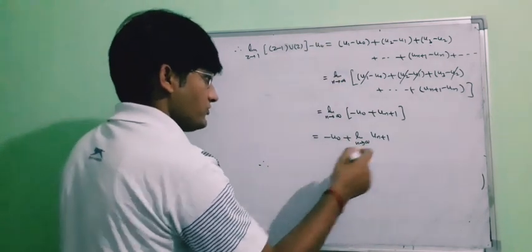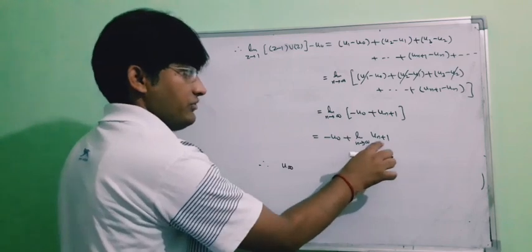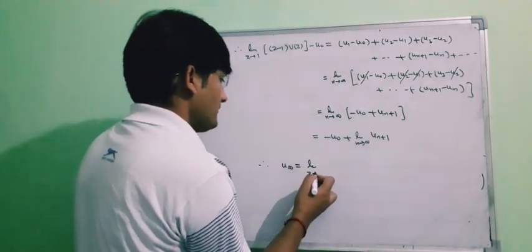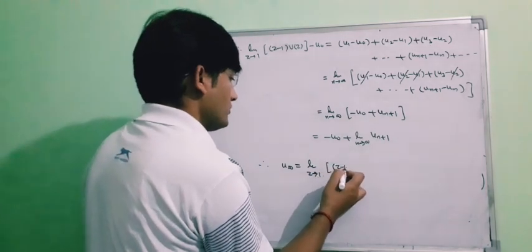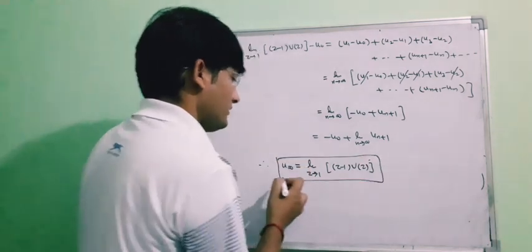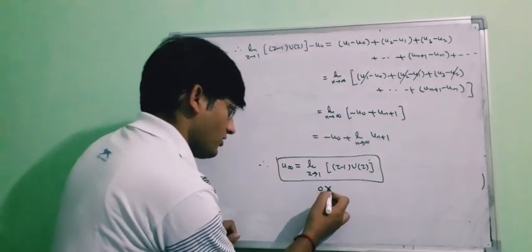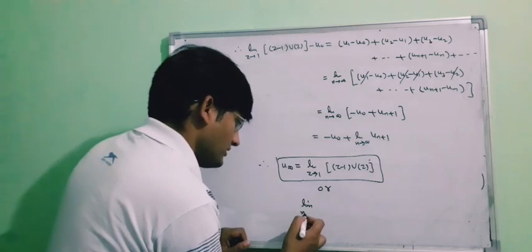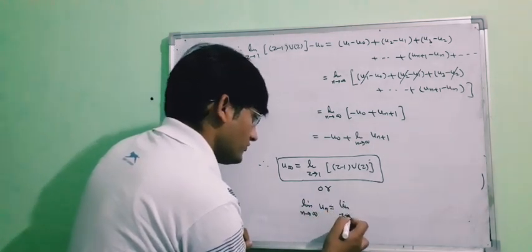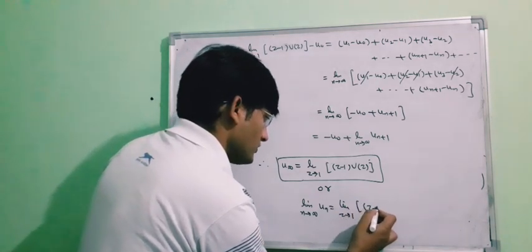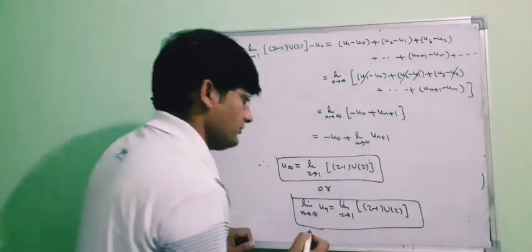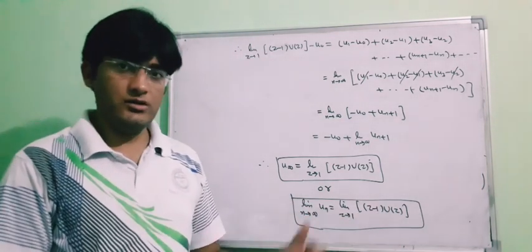Therefore, if you put n tends to infinity here, we will get infinity plus 1, that means infinity, equal to limit z tends to 1 of (z minus 1) uz. So this is your final value problem, and we can also write it as limit n tends to infinity of un is equal to limit z tends to 1 of (z minus 1) uz. So this is the final value theorem for the z transformation.